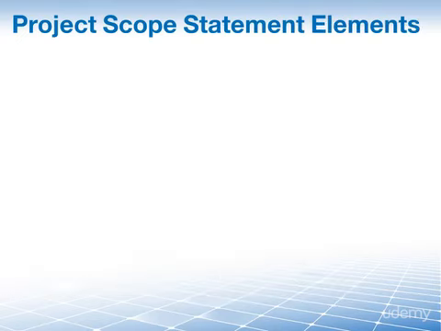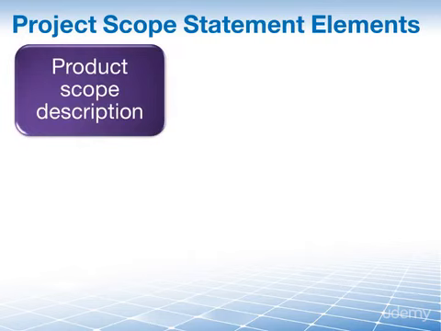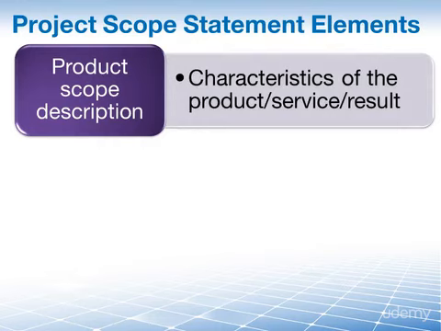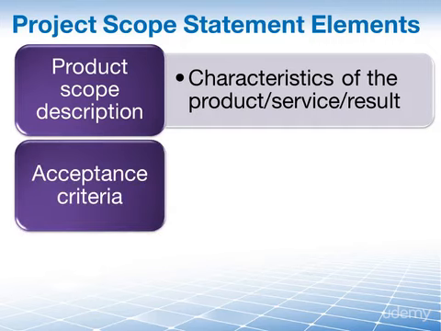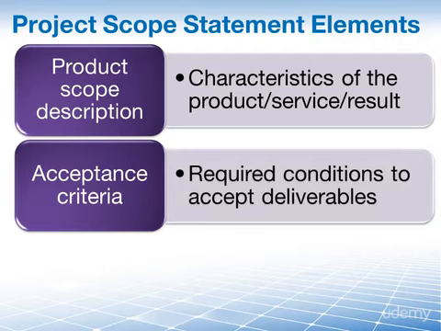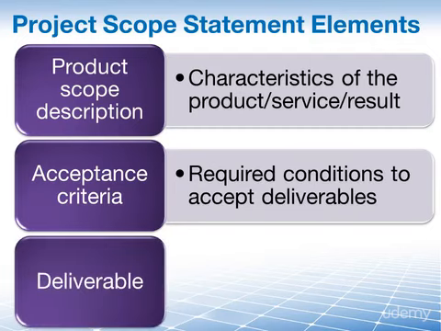Let's take a look at some of the elements that you will find in your project scope statement. First of all, obviously the product scope description. Through progressive elaboration, the characteristics of your product, service, or result are described. It also contains acceptance criteria. These are those conditions that must be met in order for our deliverables to be acceptable. Then, of course, because we have acceptance criteria for deliverables, guess what? The deliverables are described as well in here.